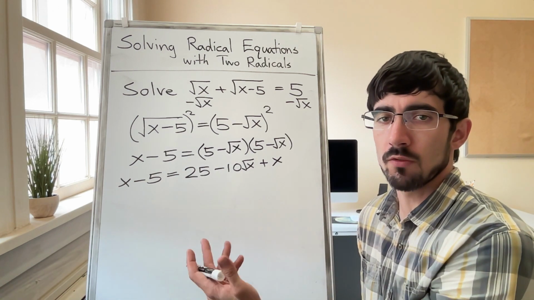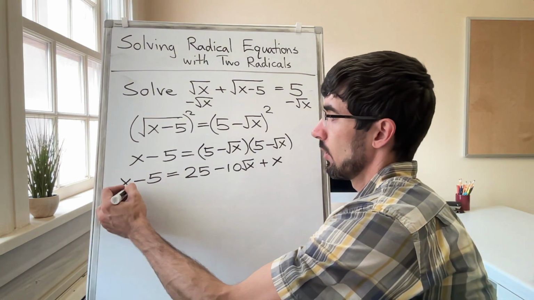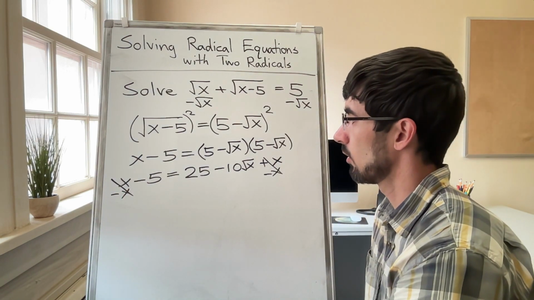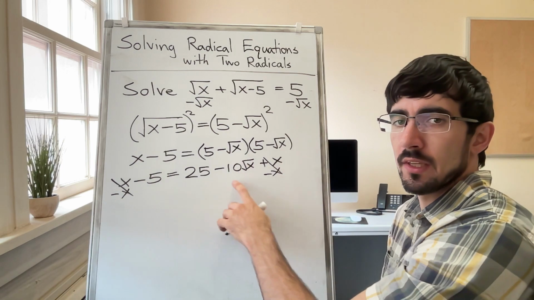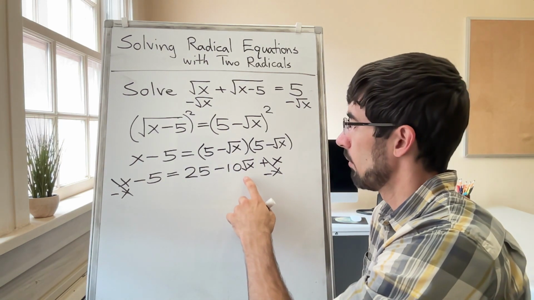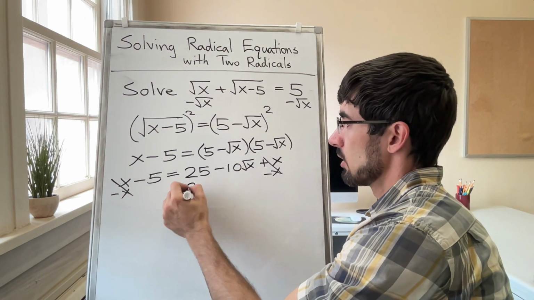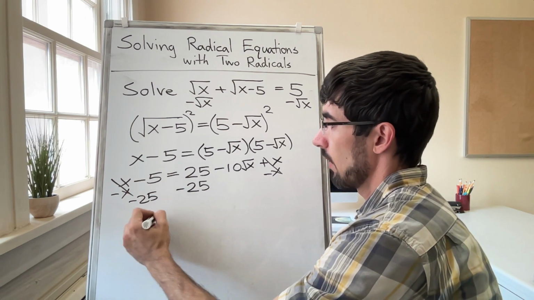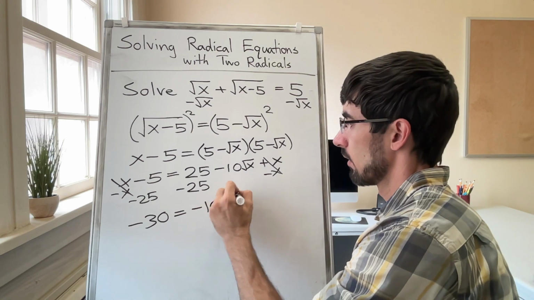We're trying to solve for x, so where can we go? Well, let's subtract x from both sides. Conveniently, that means these terms are now gone, and we only have x in one place. So I want to try to isolate this term, specifically this radical expression, here on the left side. I'm going to subtract 25 from both sides. So I have negative 30 equals negative 10 root x.